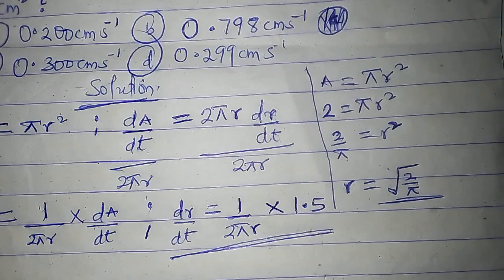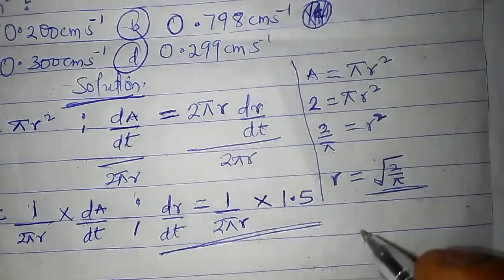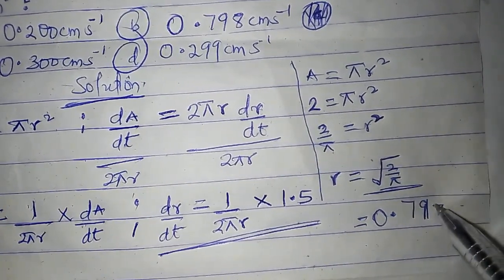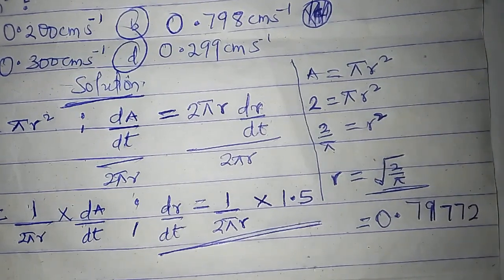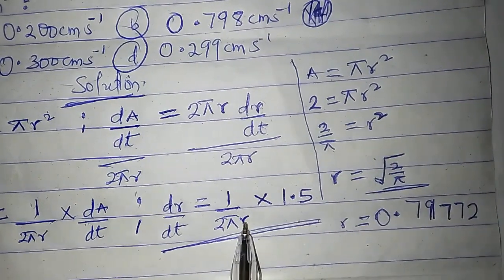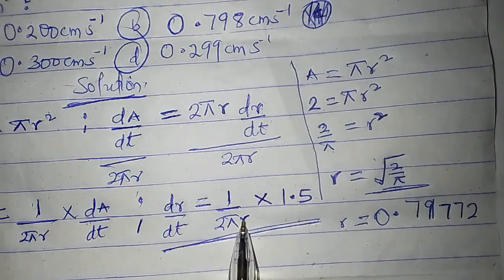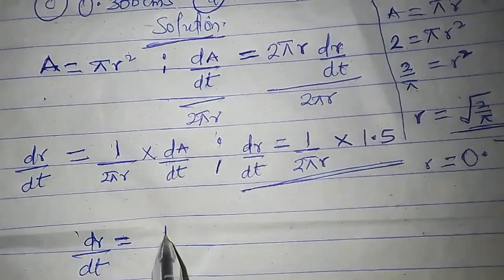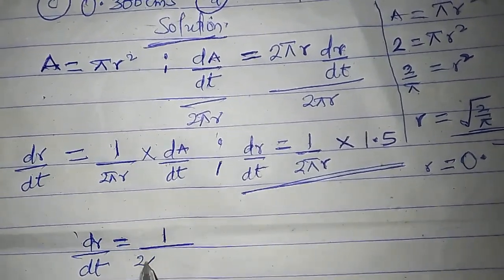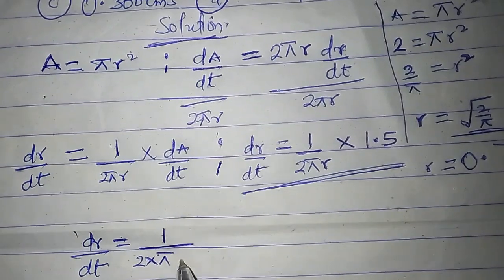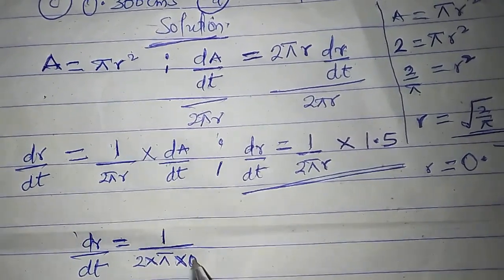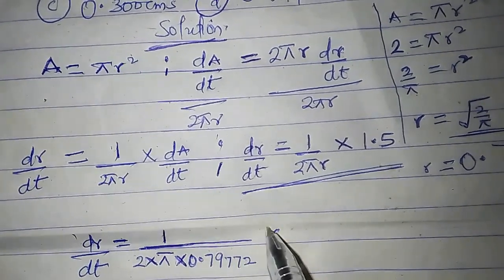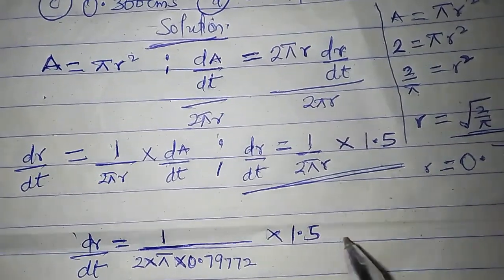That's the idea. Now, what is the value of root 2 over pi? We have it as 0.79772. Okay, that's for the radius. So I'm going to put 0.79772 for r. The r dt is equal to 1 all over 2 times pi. Pi is 22 over 7 times r, which is 0.79772 times 1.5. All right.